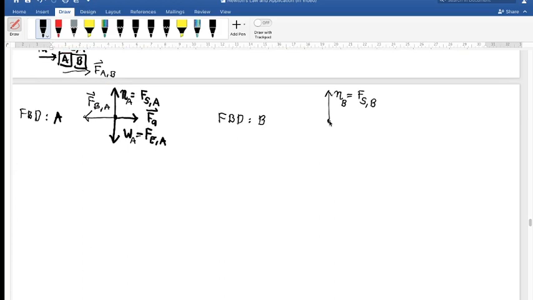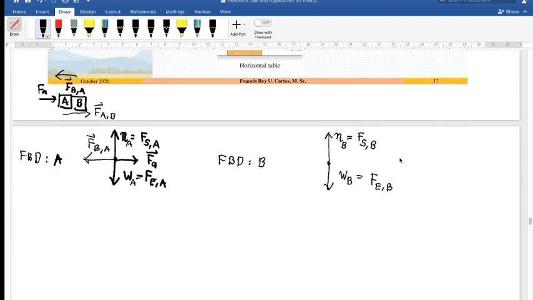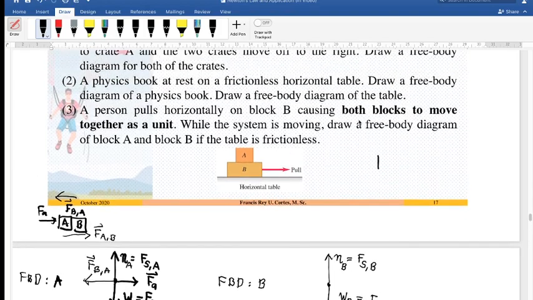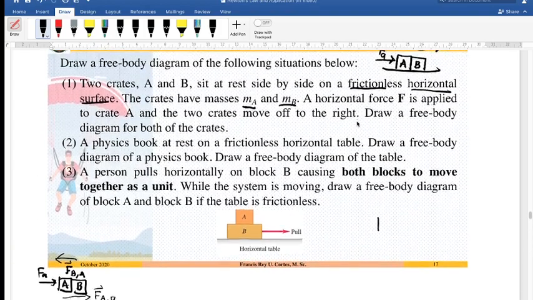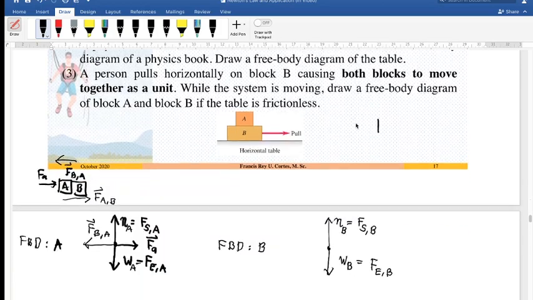Okay, how about the weight? Again, your crate B also has weight because it has mass in the first place. So we have the weight of B. This is the force exerted by the Earth on crate B. Okay, so both crates have normal forces and weights. So what else? What are the forces?